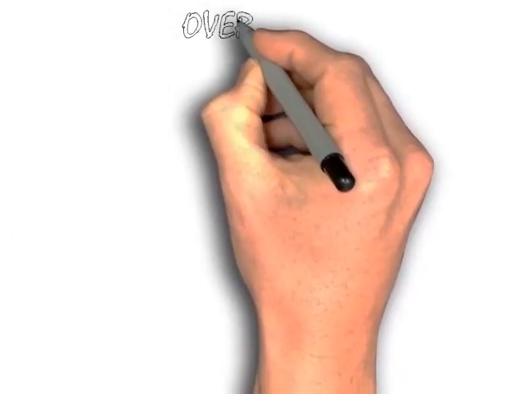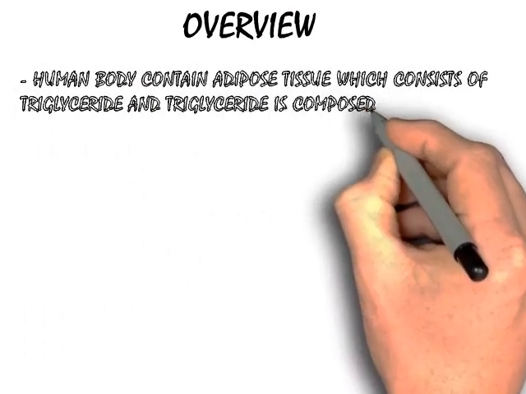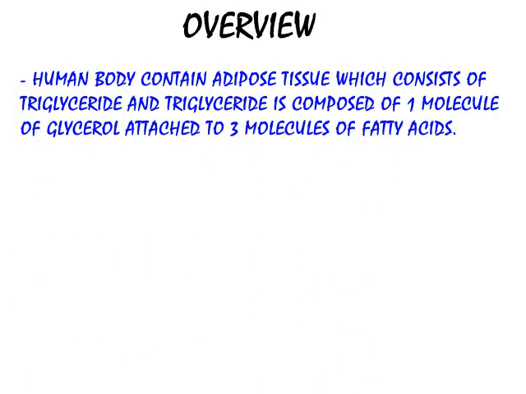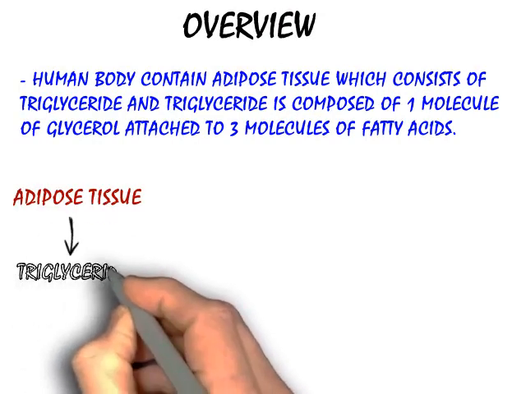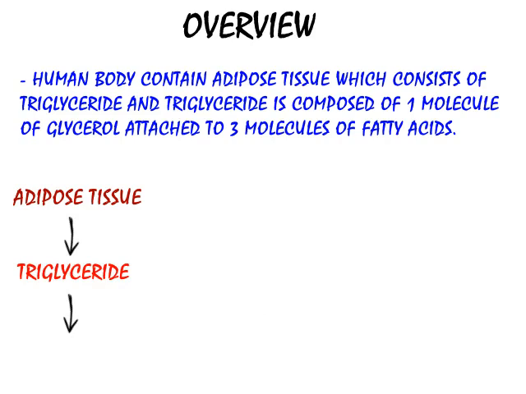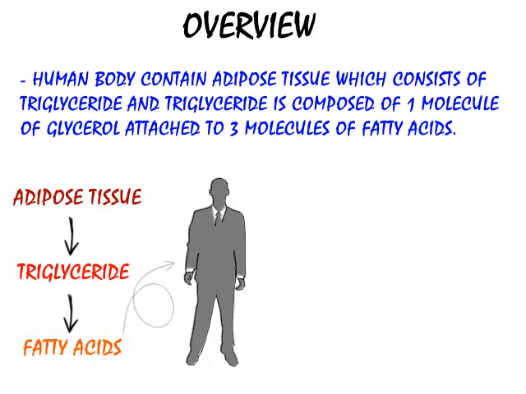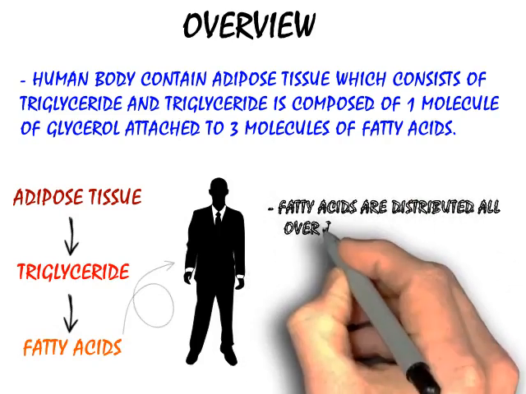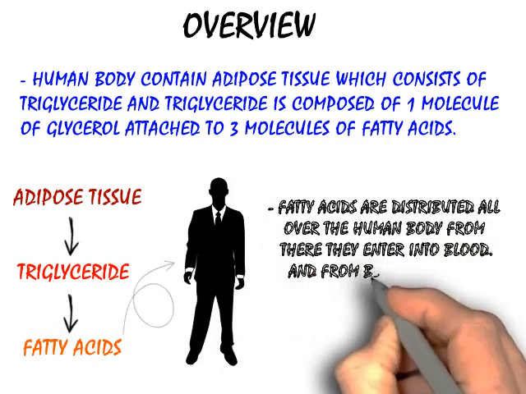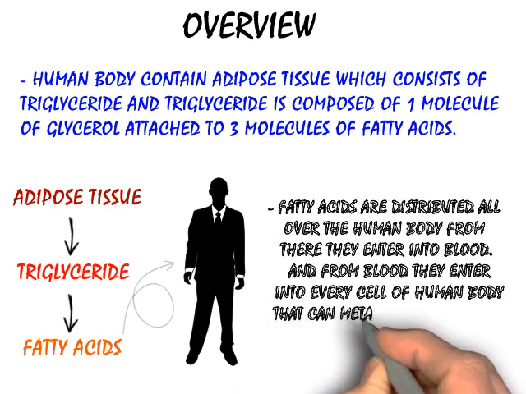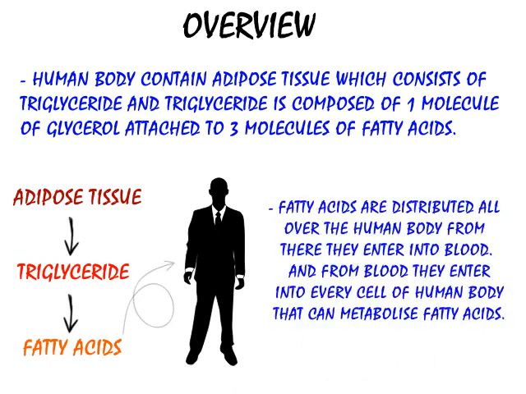Now moving forward, let's talk about the overview of the reaction. The human body contains adipose tissue which consists of triglyceride, and triglyceride is composed of 1 molecule of glycerol attached to 3 molecules of fatty acids, from our previous knowledge. Now these fatty acids are distributed all over the human body, and from there they enter into the blood circulation, and from blood they enter into every cell of the human body that can metabolize free fatty acids.